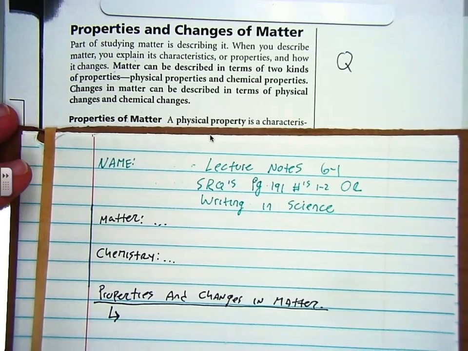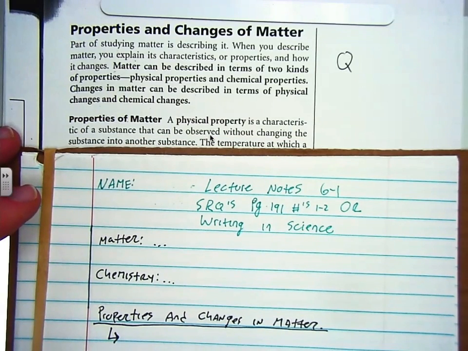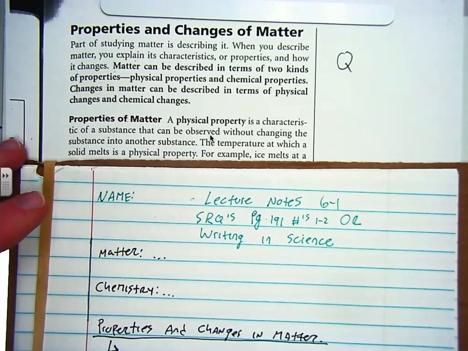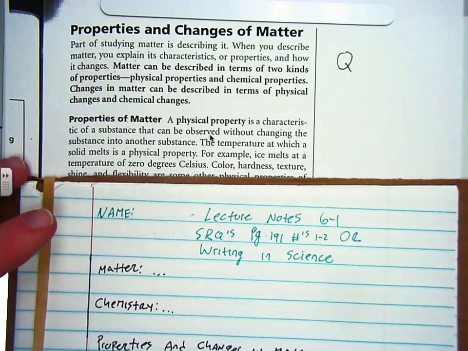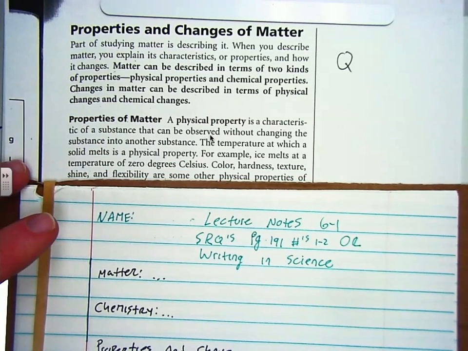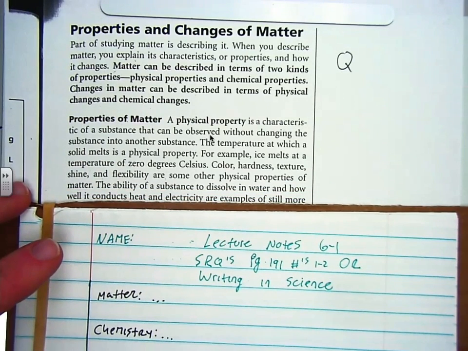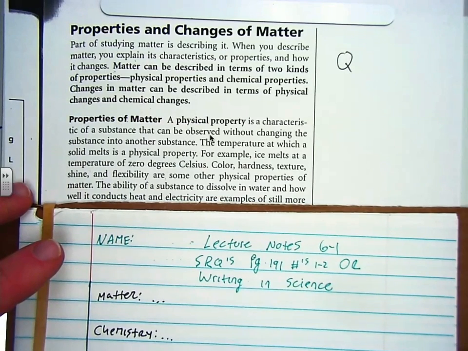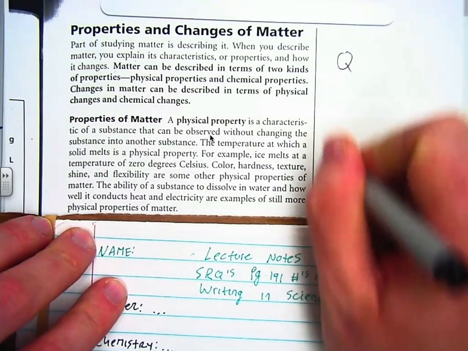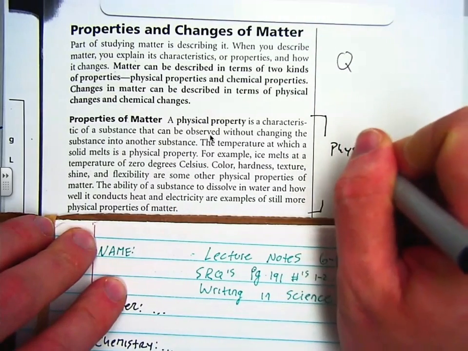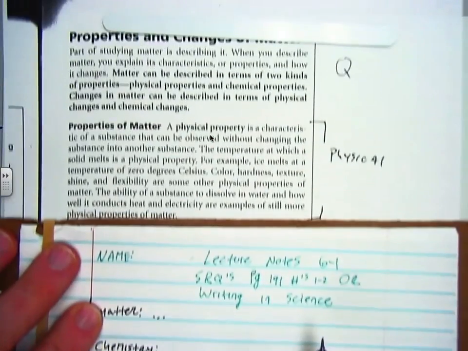Great quiz question. A physical property is a characteristic of a substance and can be observed without changing the substance into another substance. The temperature at which a solid melts is a physical property. For example, ice melts at a temperature of 0 degrees Celsius. Color, hardness, texture, shine, and flexibility are some other physical properties of matter. The ability of a substance to dissolve in water and how well it conducts heat and electricity are examples of still more physical properties of matter. All physical. In your notes, maybe you want to write down a few of the physical properties that you read about.